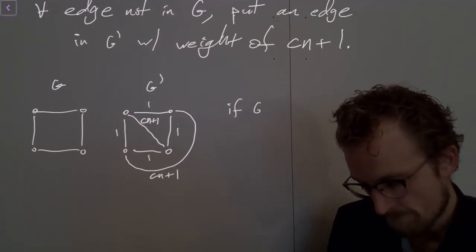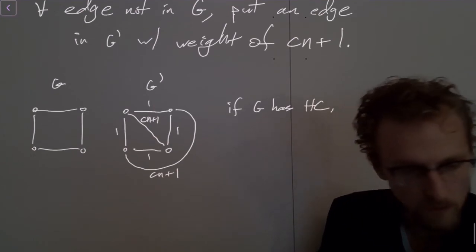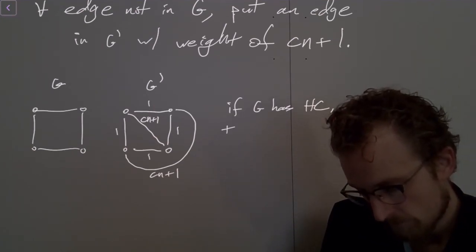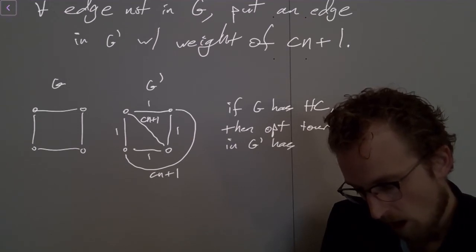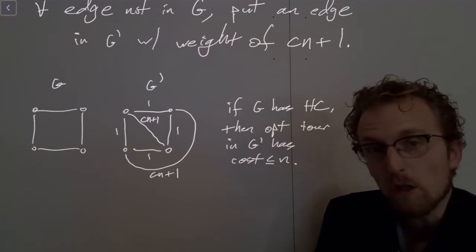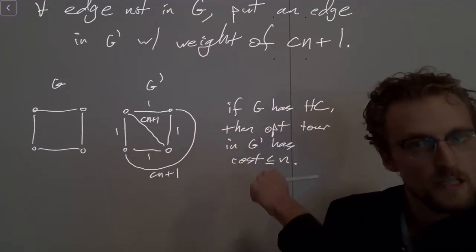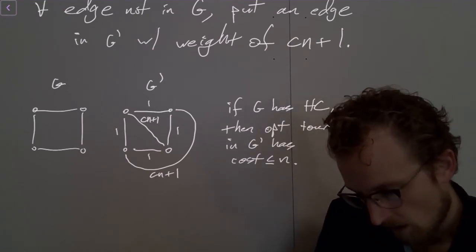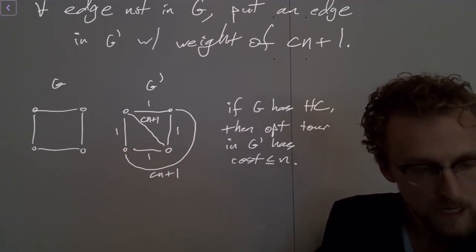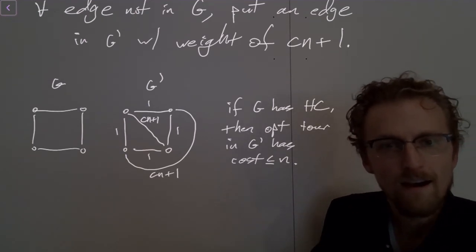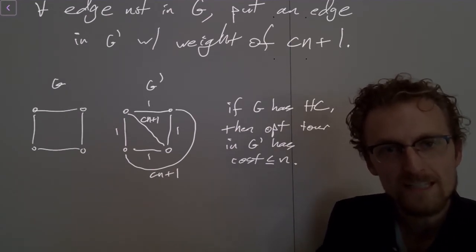So if G has a Hamiltonian circuit, like this one does, in other words, if G is a yes instance of the Hamiltonian circuit problem, then the optimal tour in G prime has a cost less than or equal to n. We just follow the Hamiltonian circuit in this graph, and because of our problem reduction, we know that each of those edges have a cost of 1. Each of the edges in any Hamiltonian circuit have a cost of 1, because all of those edges existed in the original graph. And so then, suppose I have a C approximation for the TSP, then that C approximation will return a cost less than or equal to C times n.